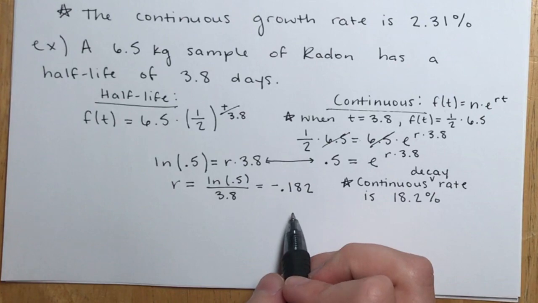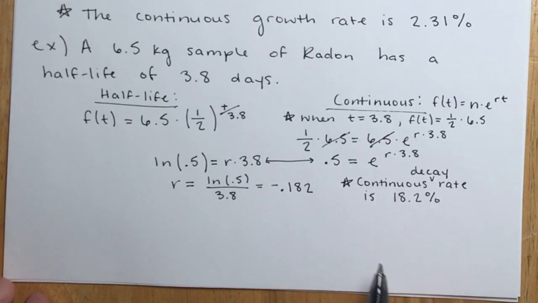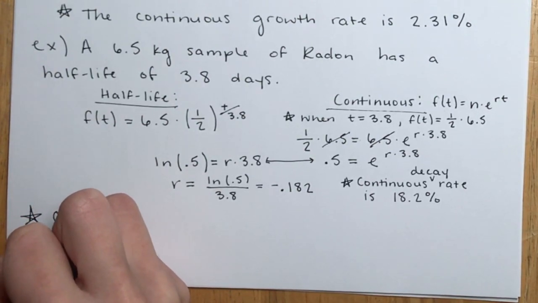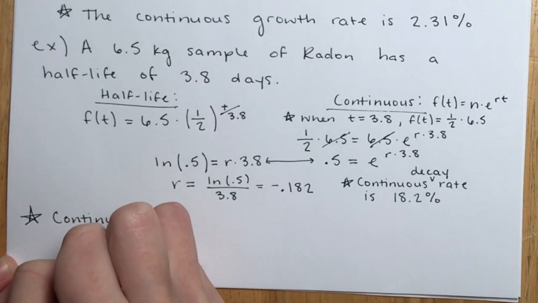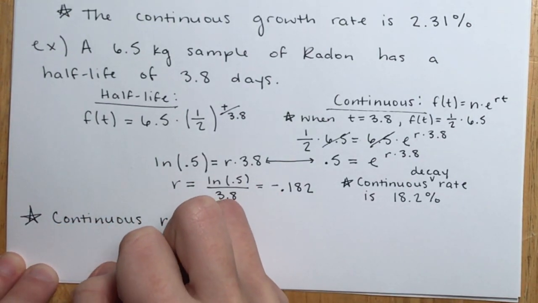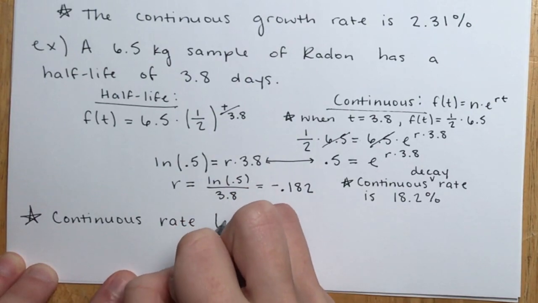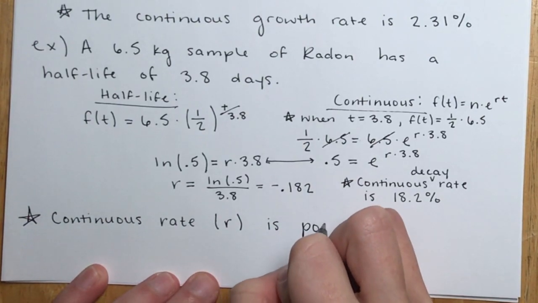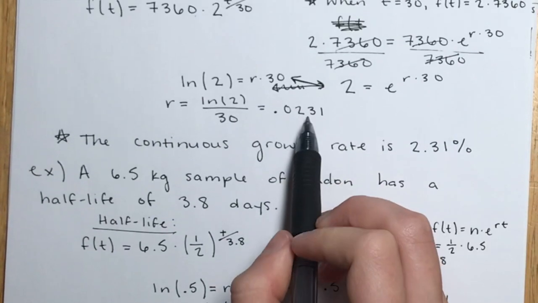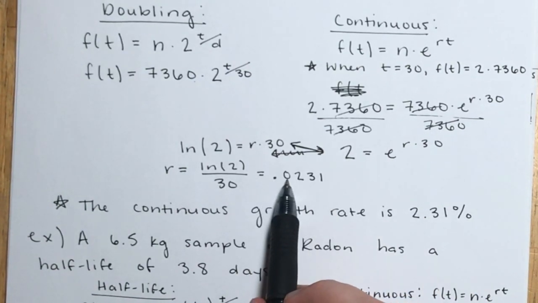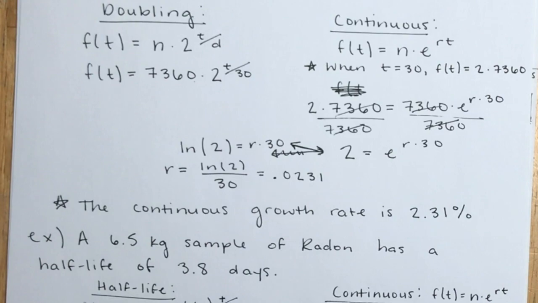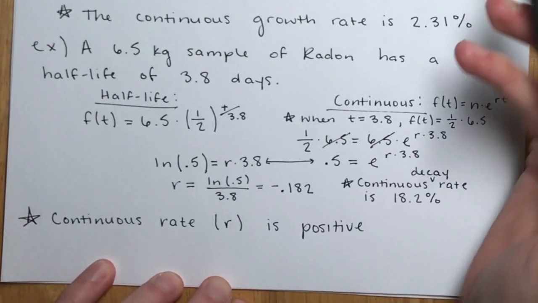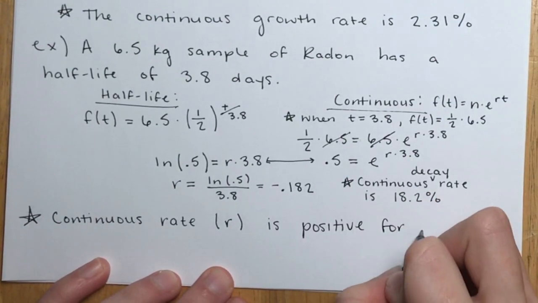So I want us to notice something here. I want us to notice that in our first case, the continuous rate, which we've represented with r, is positive in this first situation, right? It was positive. We got 0.0231. So it's positive when we are, what situation was this? We were in a growth situation. So it's positive for growth.